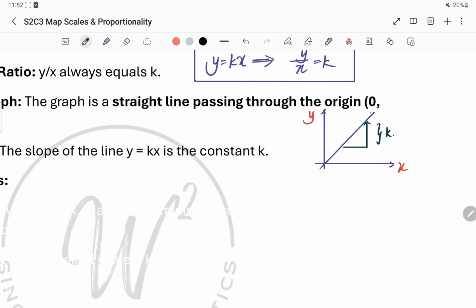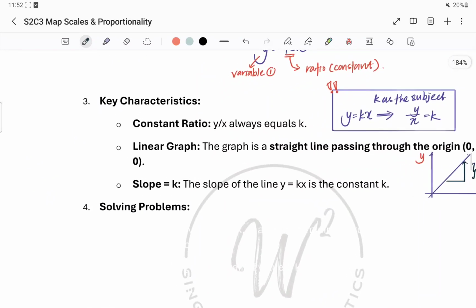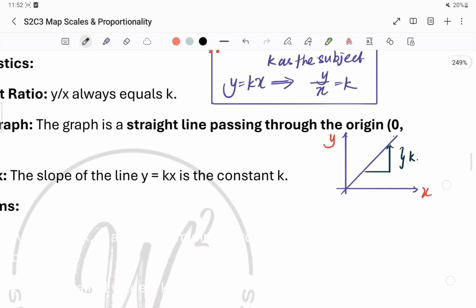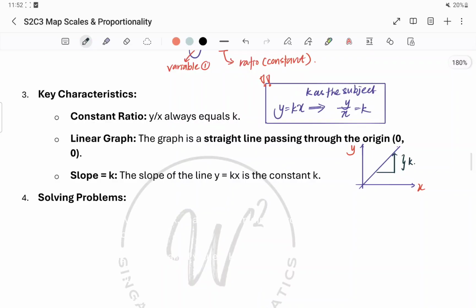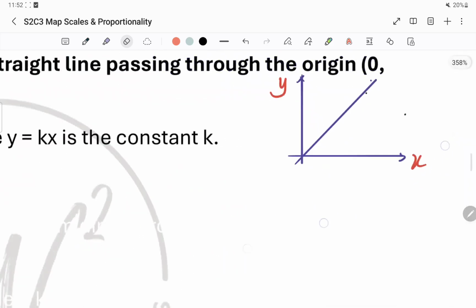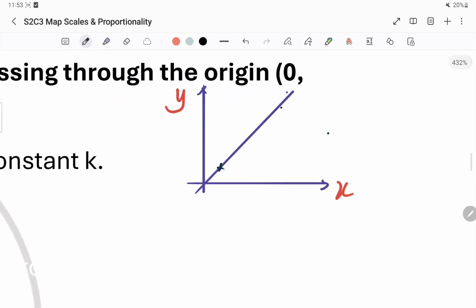Then the slope is k. This is what I mentioned. The slope is k. You can see they are moving at the same rate. So let's say for example, like that, you have different points, over here, over here, over here. What happens is when this point goes to this point, this point goes to this point, and this point goes to this point, they are all k. The value is k. The slope is k.